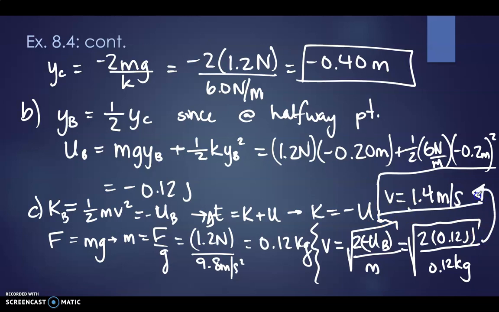I know this is kind of messy. If I had more space, I would have put it down there. But anyway, this is our velocity at point B, so 1.4 meters per second.